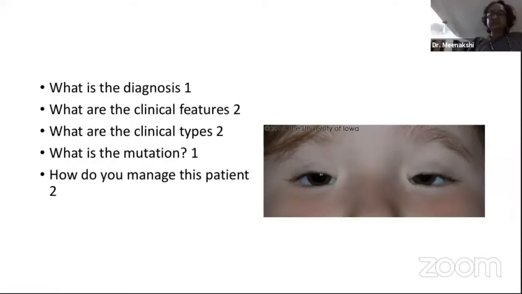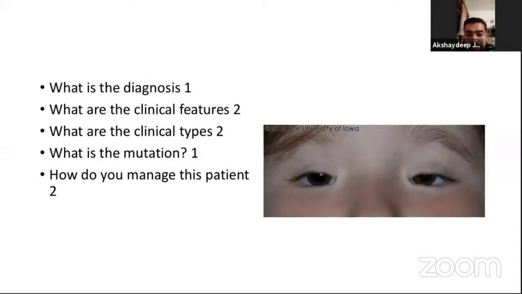Okay, Dr. Akshadeep, let's have Dr. Akshadeep. What is the diagnosis? 1 mark. What are the clinical features? 2 marks. What are the clinical types? 2 marks. What is the mutation? 1 mark. And how do you manage the patient for 2 marks? Lovely. So, ma'am, it appears to be a case of pseudostrabismus. The clinical features are wide nasal bridge and the epicanthus folds are there.